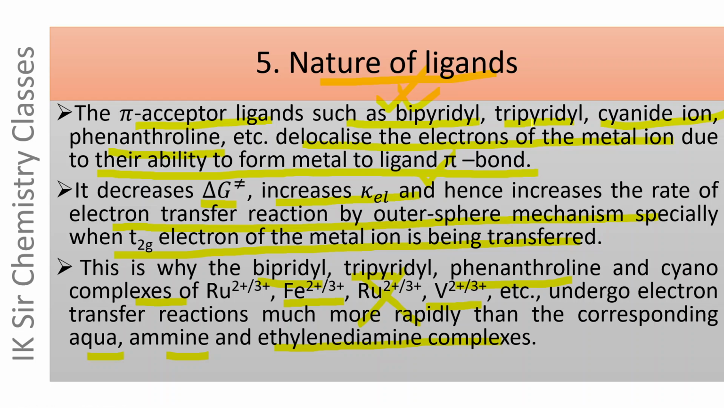The bipyridyl, tripyridyl, cyanide complexes or phenanthrene complexes of these metal ions undergo electron transfer reaction by outer sphere mechanism more rapidly than aqua, amine, and ethylene diamine complexes, because these pi acceptor ligands can delocalize the electrons of metal ion more efficiently due to formation of metal to ligand pi bond. It increases the value of kappa EL, electron transmission coefficient, that is, increases the probability of transmission of electron from reductant to oxidant.